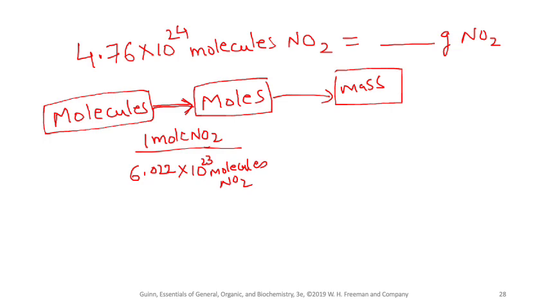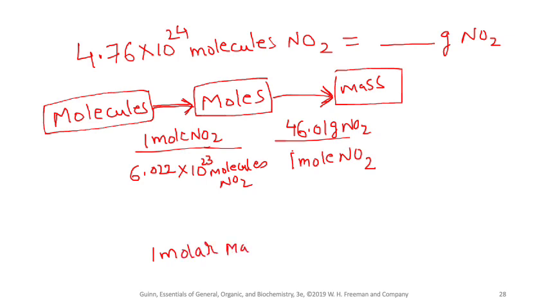And now once we get the moles, how can we get the mass? By definition I can say, because we are going towards the mass, the mass has to be on top. Can I say 1 mole of NO2 is equal to 46.01 grams of NO2? Why? Because how are you going to get the molar mass of NO2? Because that's what the rule says, 1 mole of NO2 contains how many grams of NO2.